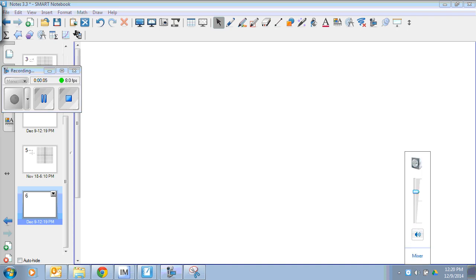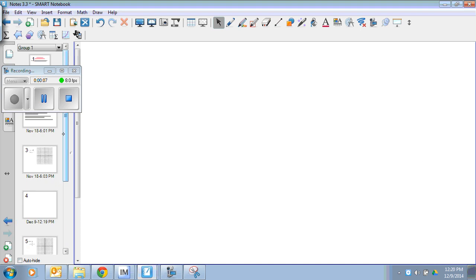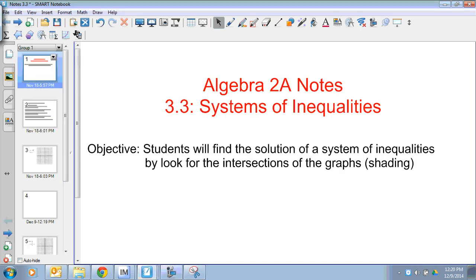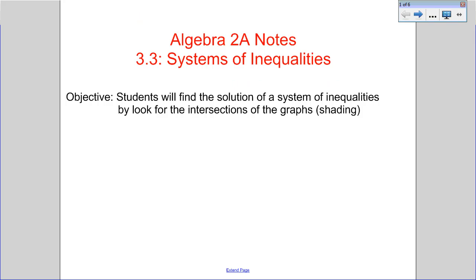Alright, ladies and gentlemen, we're going to take a look at today's lesson. And today's lesson is graphing systems of inequalities. And that really is our only way of finding these. We don't talk about any other way because for inequalities, there's more than one solution. So it's difficult to solve it algebraically and find the one ordered pair.